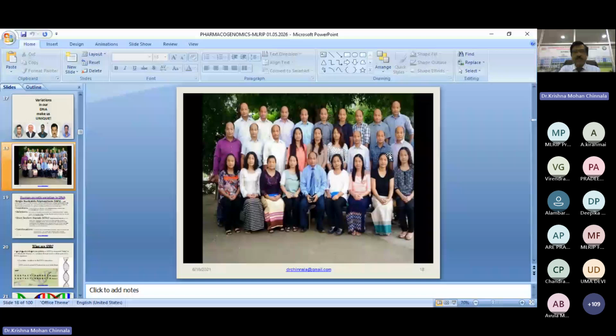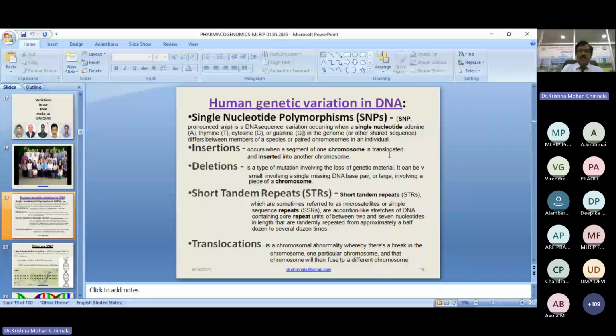of picture, right? So human genetic variations in DNA, single nucleotide polymorphisms, they are called SNPs. Okay, so insertions, deletions, short tandem repeats, and translocations, everything is possible in variations. As this conference or faculty development program is of pharmacology, I can give a few examples here for insertion and deletions.